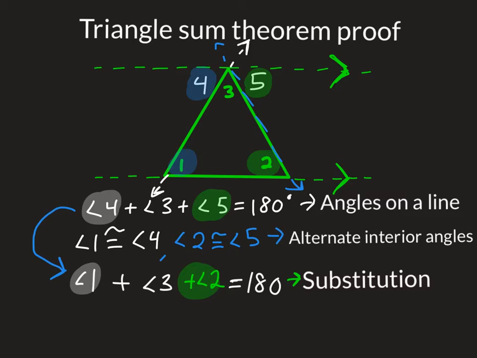Because my last step here says that angle 1 plus angle 3 plus angle 2 is equal to 180. And where are angles 1, 2, and 3? Well, angles 1, 2, and 3 are all inside the triangle. So that means that angle 1 plus angle 2 plus angle 3 equals 180. So what did I just show? The triangle sum theorem, and I just proved it.